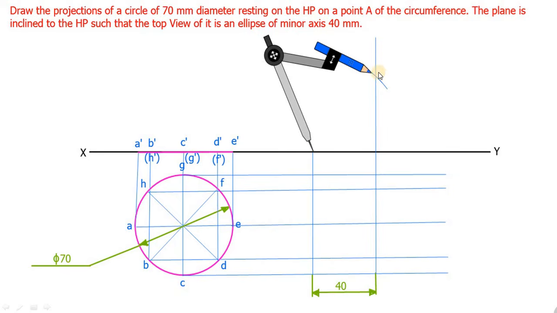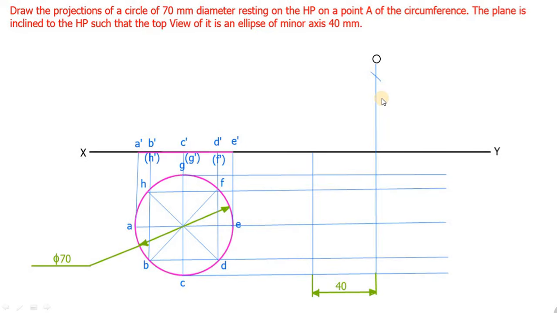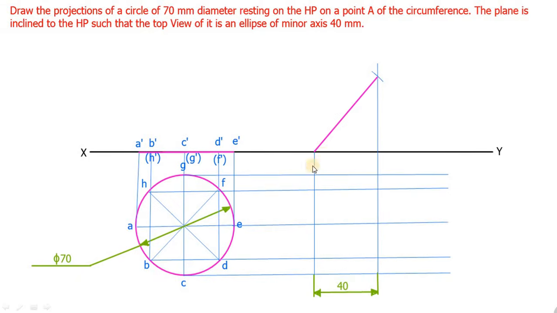Okay, you can erase the extra lines, otherwise it will look odd in your diagram. Now join these 2 points to get the inclined line. Clear? So this is the front view. So we have kept the reference of minor axis of the top view and we have generated the inclined line, that is the front view in the second question. So this length and this length will be equal.